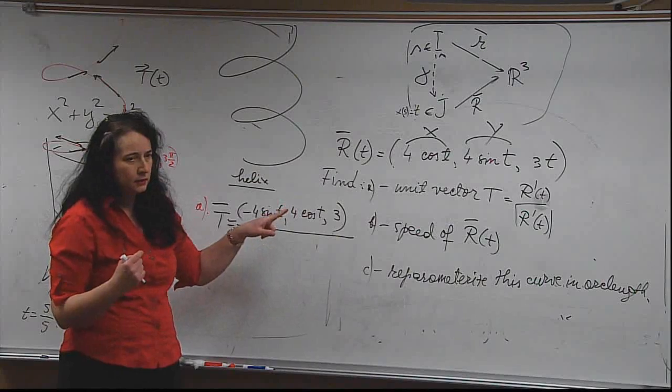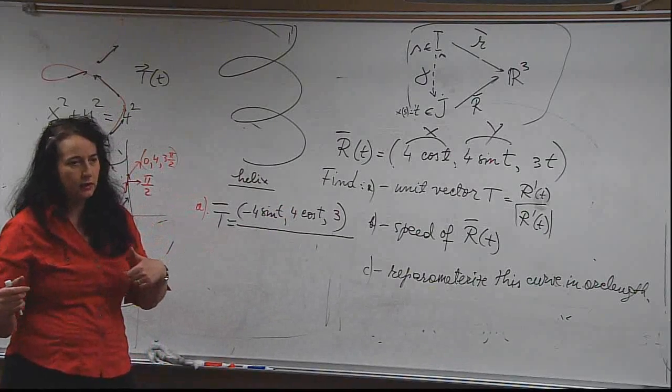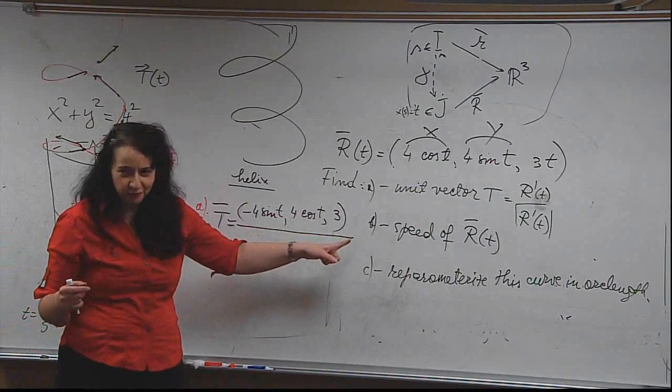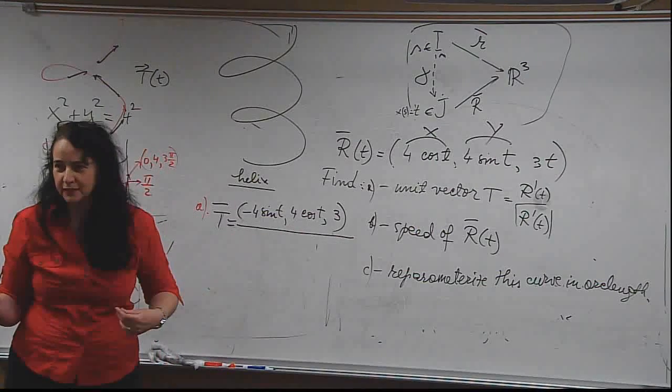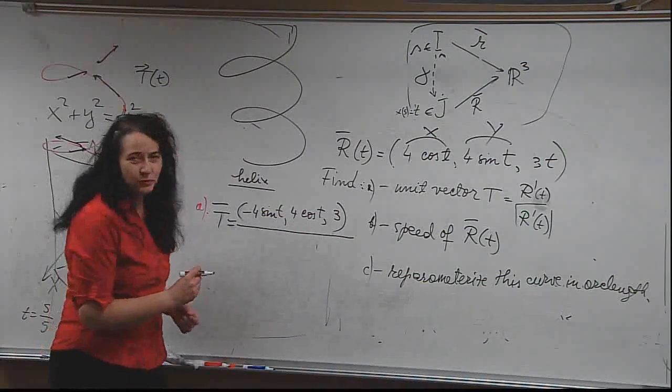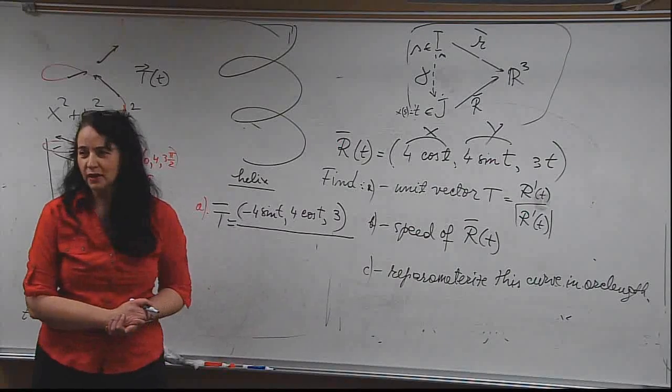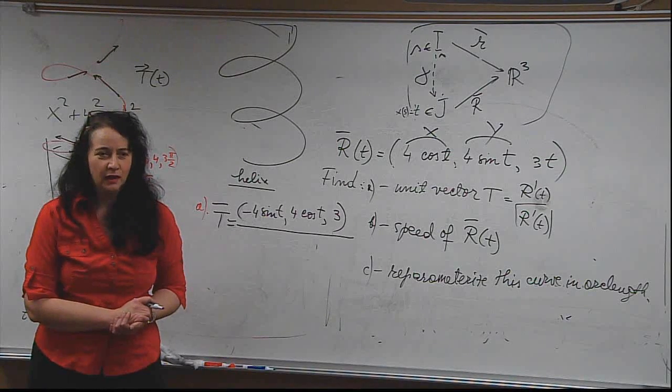Sine squared plus cosine squared is 1, so we get 16 plus 9, which is 25. The square root of 25 is 5. Are you guys with me? Do I have to write this down? Are you guys sure?